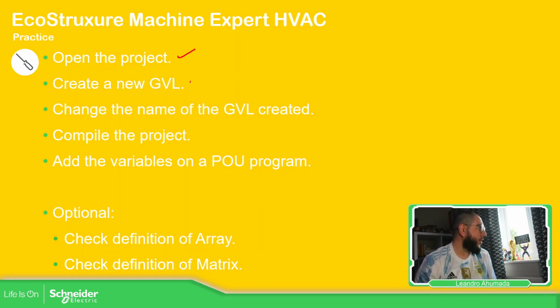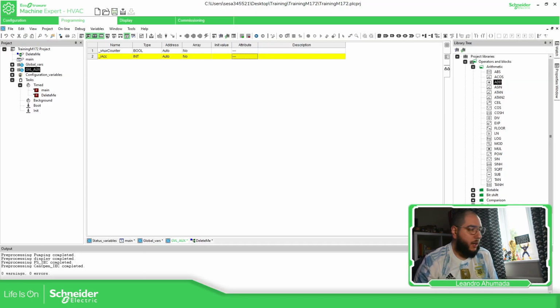Open the project, create a new GBL, change the name of the GBL, compile the project, add variables. So check the definition of array and matrix. Let's go into that one and see how it works. So I'm going to create this GBL.